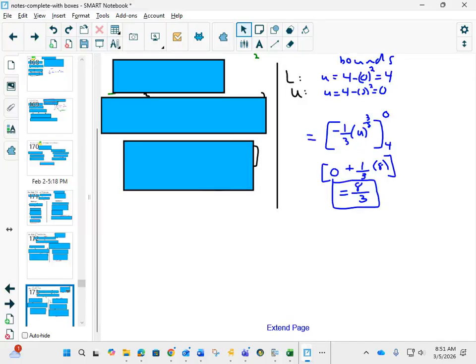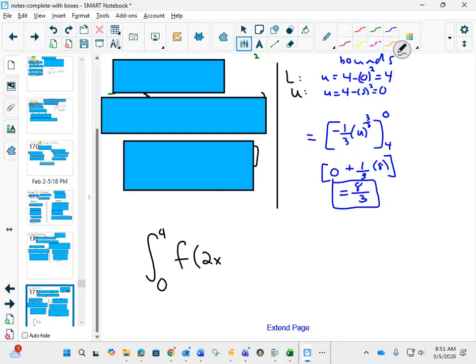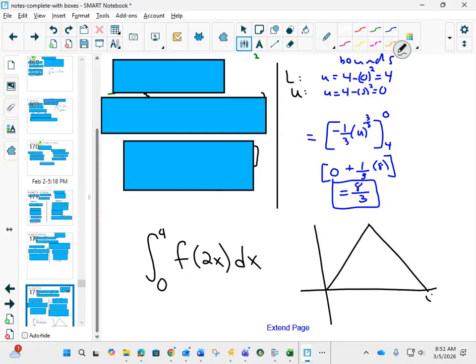But something that we could visualize, let's say I want to find the area between 0 and 4, and this is very similar to what was on our last take-home quiz. And I have some function with a 2x inside, which is a very simple chain rule. If I visualize 0 to 4, I'm going to make this a perfect triangle from 0 to 4. Let's even make the height 3. You know that this area, base times height divided by 2, is 6.